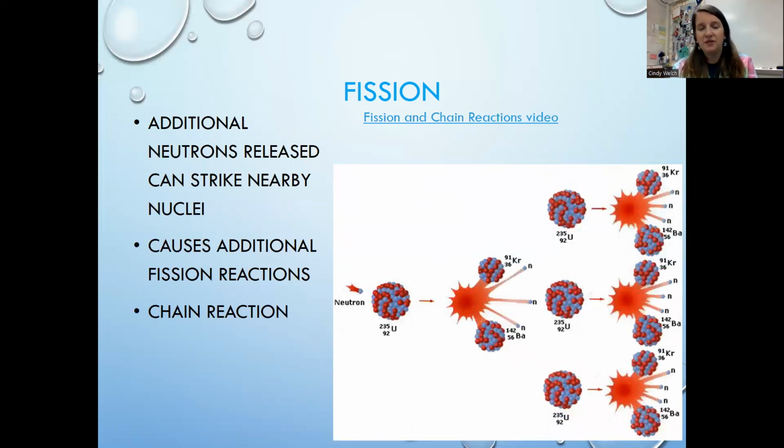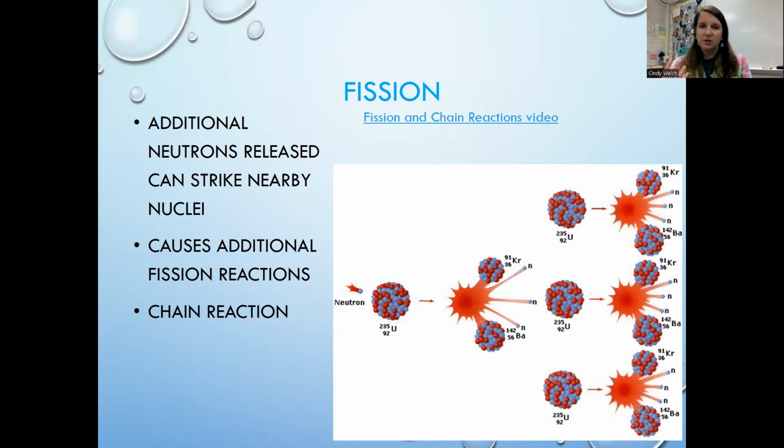Now, here's the thing with fission. Fission can undergo what we call a chain reaction, because when you have a neutron that hits this nucleus and this nucleus becomes unstable, that nucleus is going to split and it's going to give off additional neutrons. Now, here's the thing. When you have a sample of something, like in this case, uranium, you don't have just one atom of uranium in that container or that vessel, whatever you're talking about. You have lots and lots and lots of atoms of uranium.